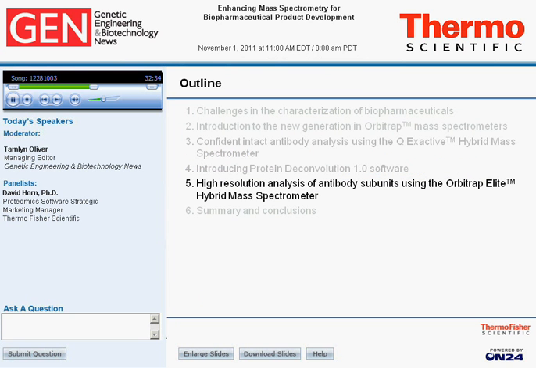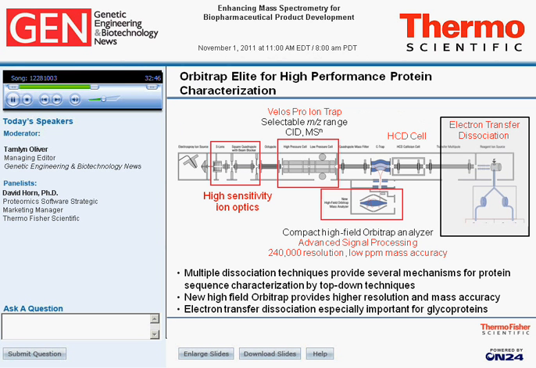Now that we have been diverted by software, let's get back into hardware. So we'll talk about analysis of antibody subunits using the Orbitrap Elite hybrid mass spectrometer. Next slide, please. So here's a schematic now of the Orbitrap Elite, and this system has all sorts of tools for doing protein characterization. So first of all, it has an ion trap in the ion source.